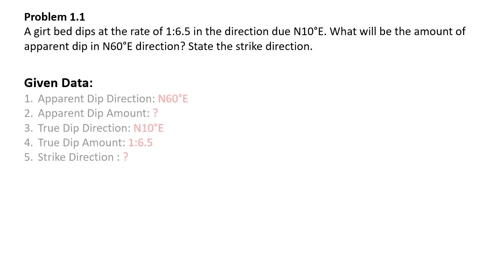So we'll see first what is given data. Apparent dip direction is given, that is north 60° east. Along that direction we are going to find what is the amount of apparent dip. Then that is apparent dip amount we are going to find out. Then the true dip direction and true dip amount is also given. Then we need to find the strike direction. So first we will begin with the problem.